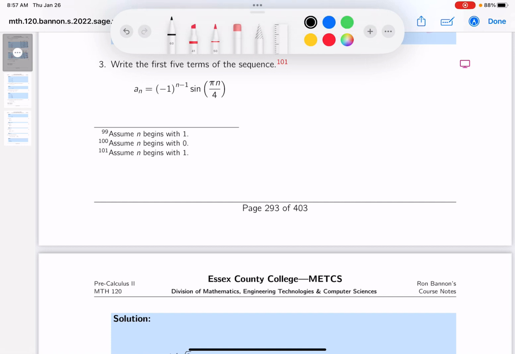Okay, this says first 5 terms, and I got a footnote. They're going to tell me where I start counting from, and I want to start counting from the number 1. So let's write this down.